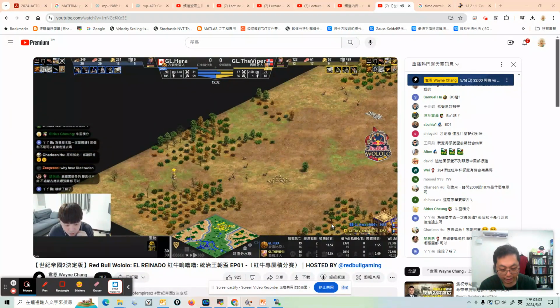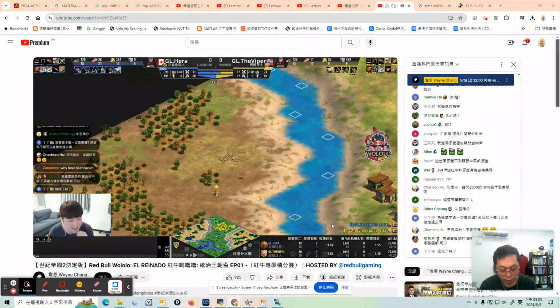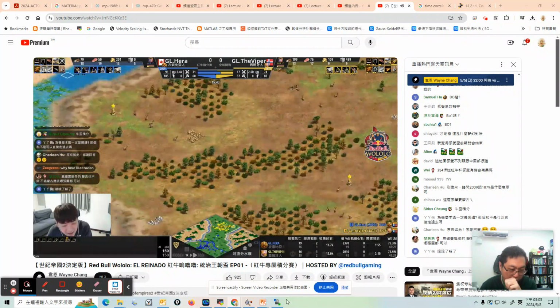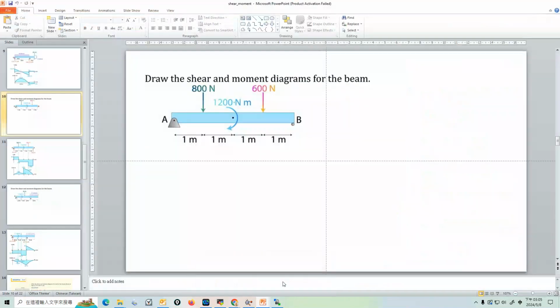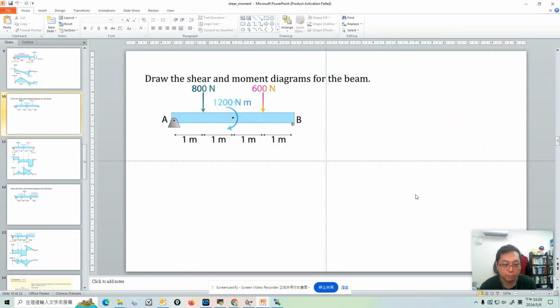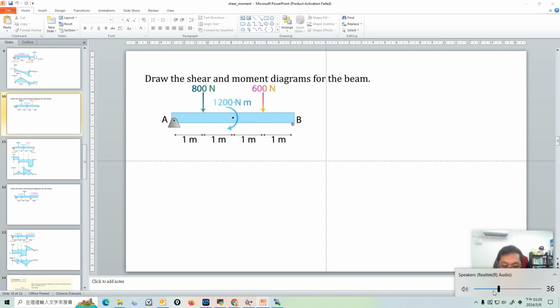Okay. In this one I'm going to draw a shear moment diagram, and it's a very simple one. For the shear moment diagram, I think you need more demonstration drawing it because you haven't drawn such a diagram before. Previously we have shown some examples, and this one is kind of an easy one. Okay, so let us see.